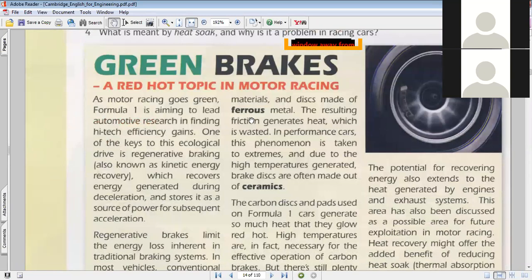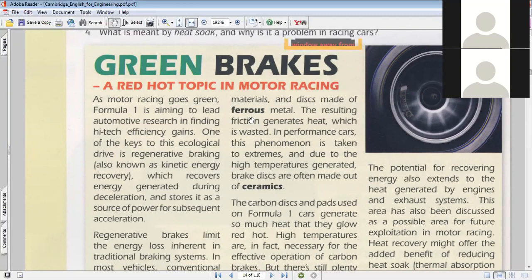Green brakes, a red hot topic in motor racing. Green brakes means they are environmentally friendly, and it's a hot, important topic. As motor racing goes green, Formula One is aiming to lead automotive research in finding high-tech efficiency gains, the opposite of losses. One of the keys to this ecological drive is regenerative braking, also known as kinetic energy recovery, which means recovery of energy.